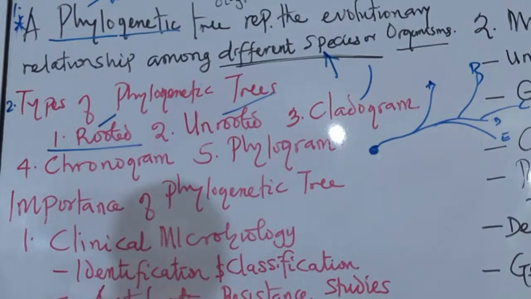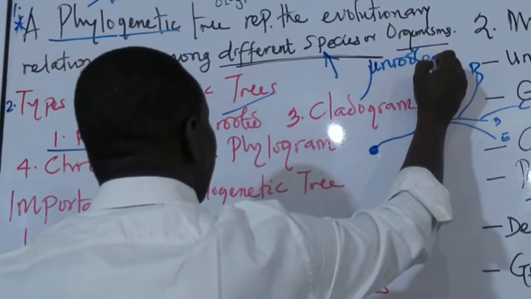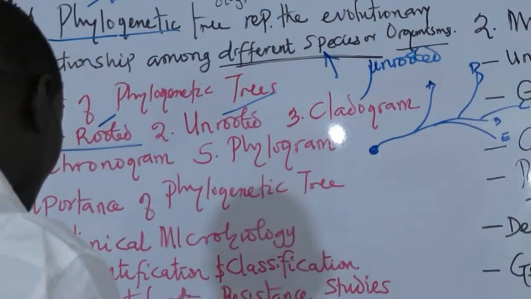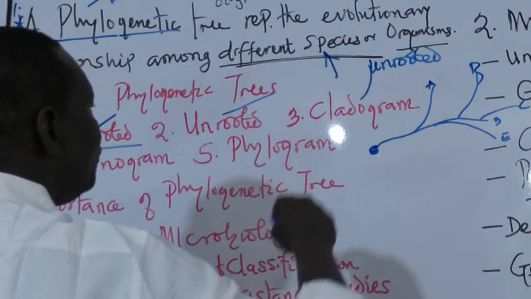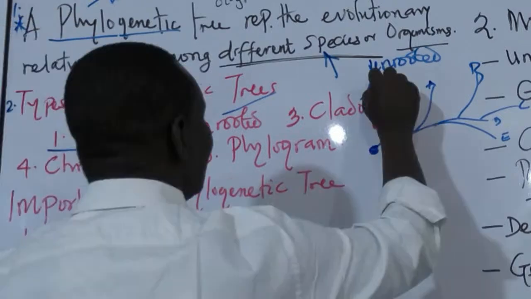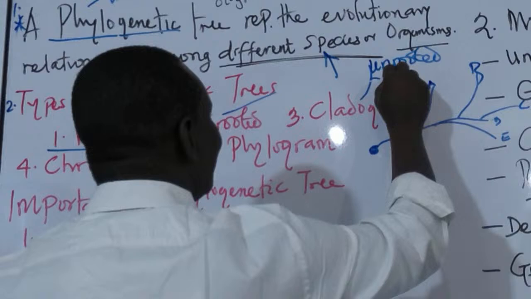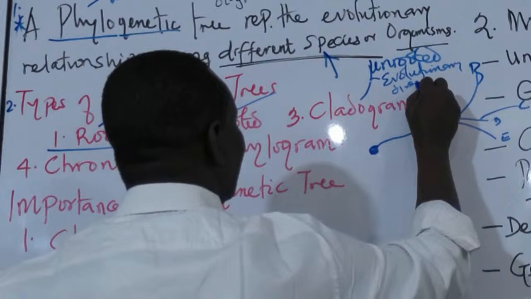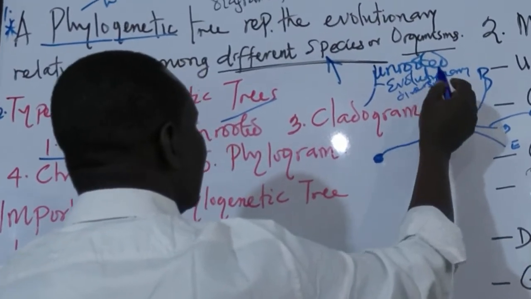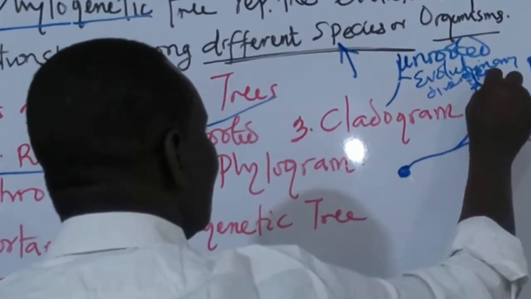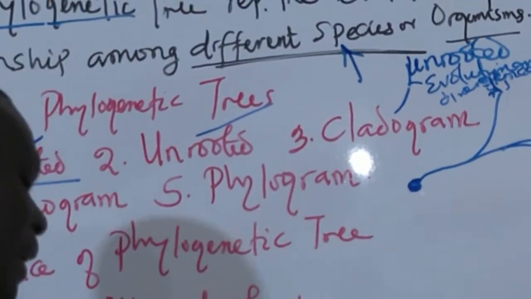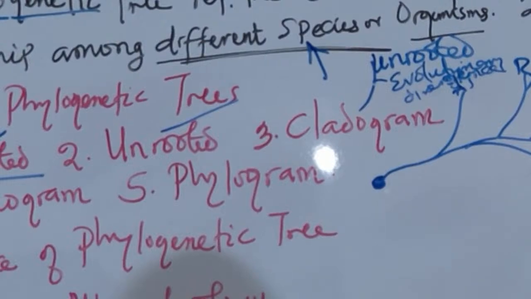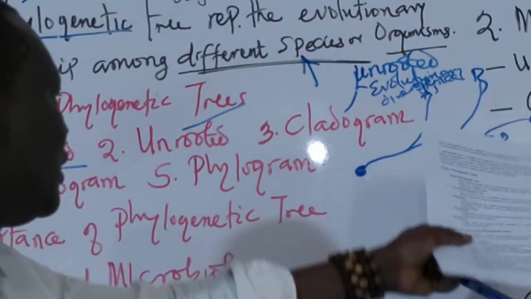Cladogram is a kind of unrooted diagram which has to do with evolution. This one depends on evolutionary divergence. Evolutionary divergence is not about similarity; it is talking about the rate of unrelatedness, but it is unrooted.